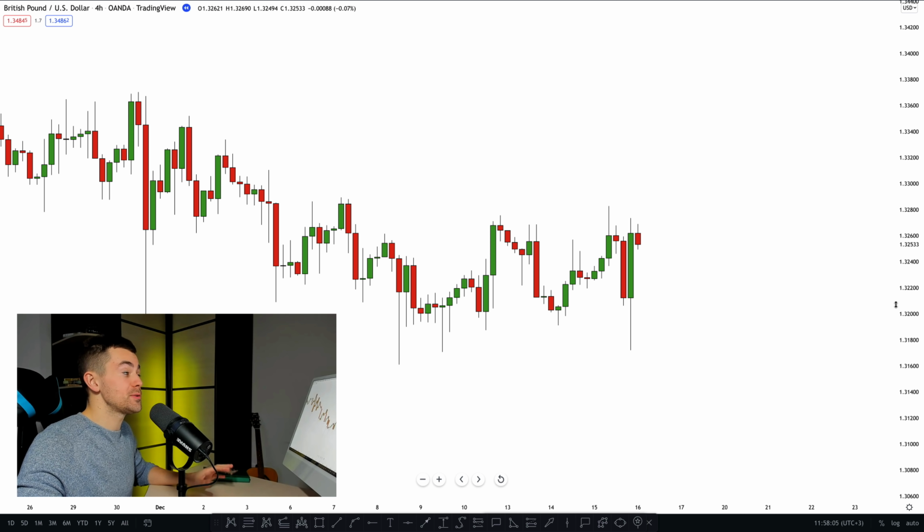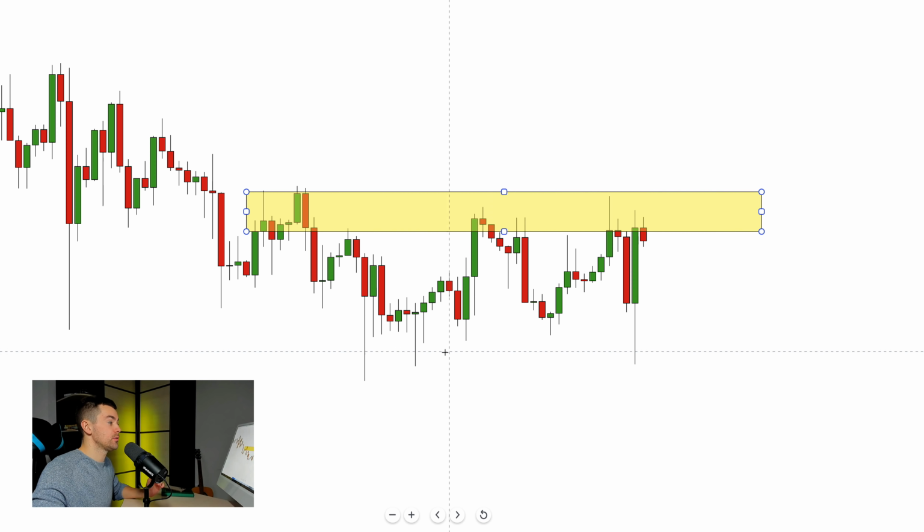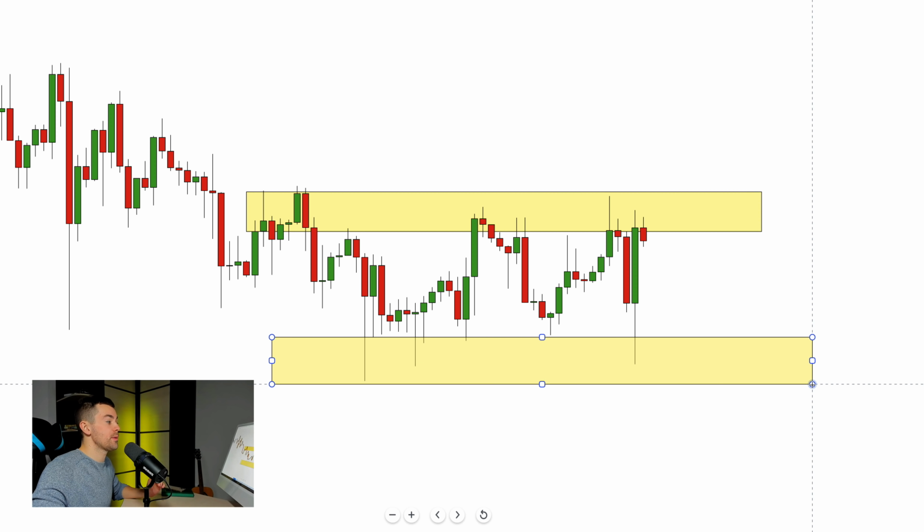The first step is to identify what should be broken, and here we are on a pound dollar pair, and here I see a very nice horizontal trading range, a horizontal channel. Look, here we have this channel. You can see that the market is trading within the boundaries of this channel for quite a long period of time. And as we know, when the price is trading within a range like that, it signifies that the market is very indecisive and it is accumulating.